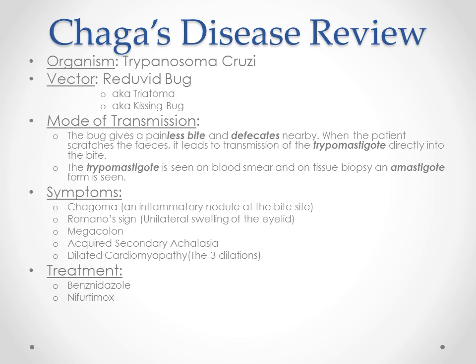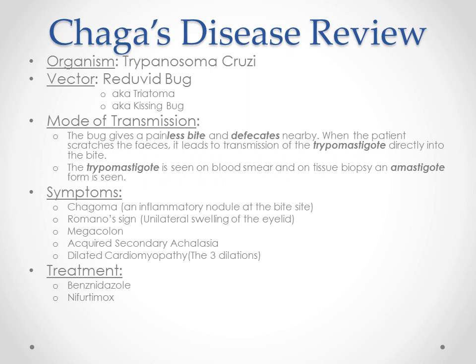Now there are three specific pathologies. These first two are just because of the bite or the trypomastigote itself, but there are three specific pathologies which I want you to remember. The first one is megacolon. The second one is megaesophagus, also called acquired secondary achalasia. And the third one is dilated cardiomyopathy. The way I like to remember it is, Chagas disease just likes to blow everything up, right? So it likes to dilate everything. So the three dilations are dilation of the esophagus, dilation of the colon, and dilation of the heart, right?